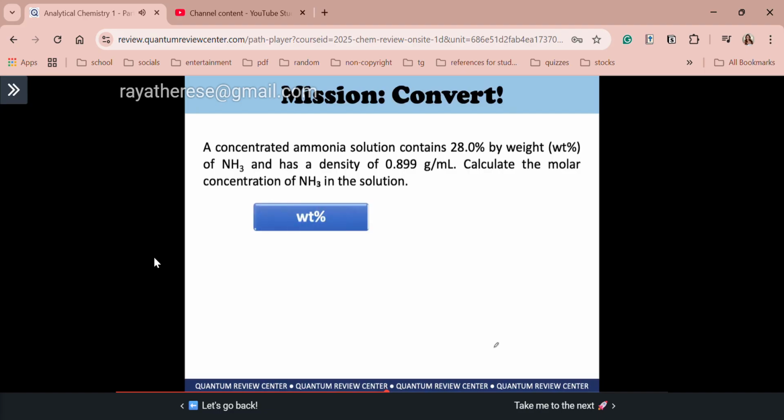Very easy. You are asked to convert weight percent to mole per liter. So class, ang pinakamadaling approach dito, dimensional analysis. You look at your conversion factors. You have here your density. Siyempre, pwede ma-calculate ang molar mass. And ang first na given ay percent by weight. Pag percent, it's always over 100. So, 28 grams of solute over 100 grams of solution.